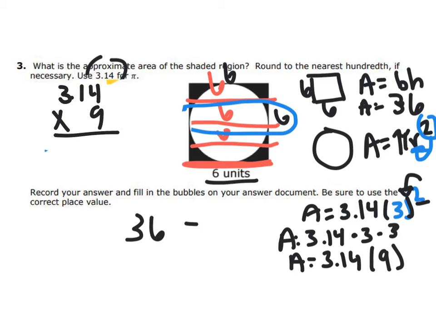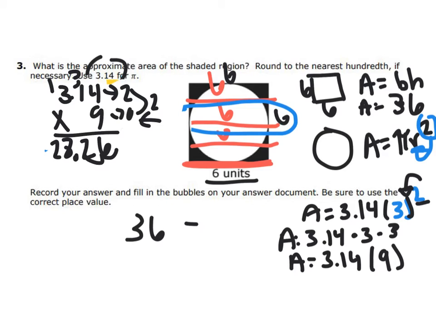Now, 3.14 times 9, well, 9 times 4 is 36, carry my 3. 9 times 1 is 9, plus 3 is 12, carry your 1. 9 times 3 is 27, plus 1 is 28. Now, what I've taught is to go back and count your decimal places. Well, I have 2 decimal places on top, 0 on bottom, so 2. That means I need to move the decimal at the end 2 times to the left. So then I get 28.26. So now I have my area of the square and my area of my circle.